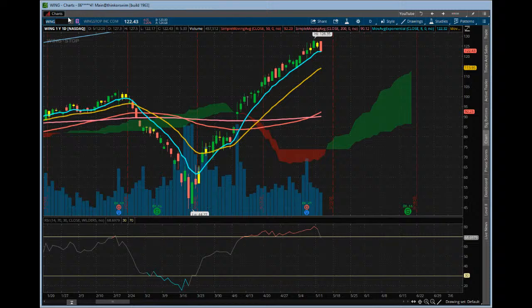Anyway, inside day yesterday, it tried to gap up today, and it closed below the inside day low. So let's see if it can get below here. It's definitely looking bearish. I like the bearish engulfing candle. It would have been nice if it bearish engulfed that one, but it bearish engulfed this. So let's get below these levels, below the 80 MA, and then it might move down to the 21.